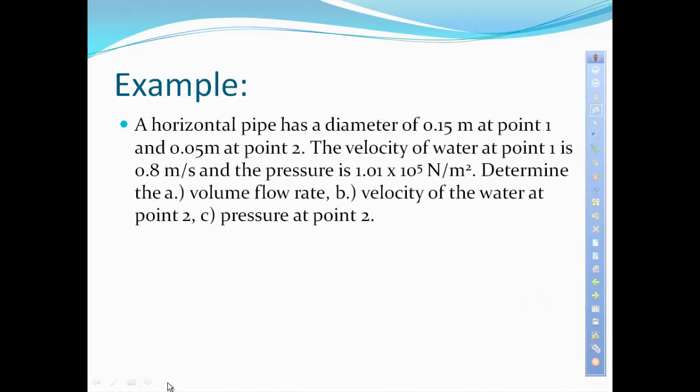Okay, here's another example. Go ahead and pause this one and write it down, and try to do this one on your own before you see my solution on the next slide. But we need to find our flow rate just like we did in the previous example. We need to find our velocity of the water at the second point, and then the pressure at the second point in the pipe.